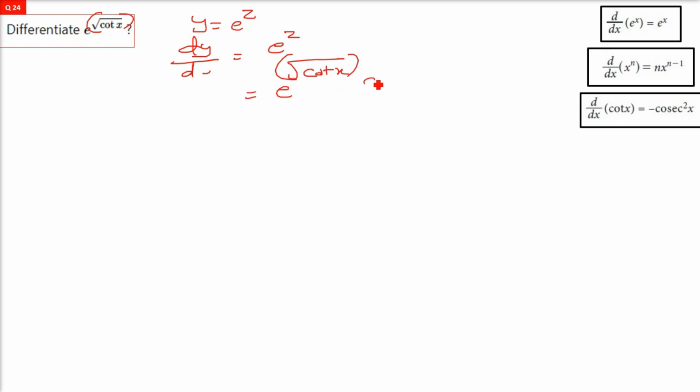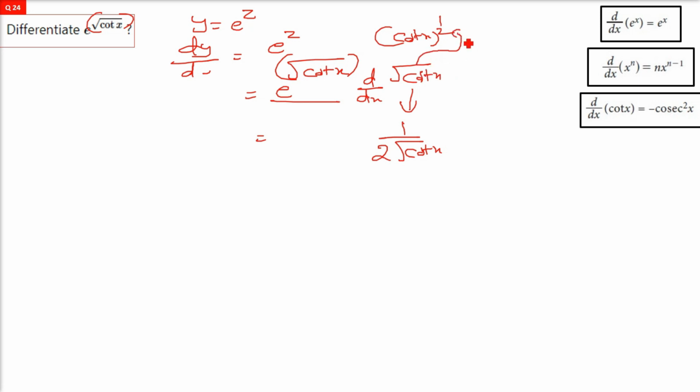So assume it to be under root of z or something. So d by dx of under root of something is 1 by 2 under root of something. It will be 1 by 2 under root cot x. This is basically cot x to the power half. When you differentiate it, it will be half into cot x to the power half minus 1, that is half into cot x to the power minus half. Minus half goes in the denominator, and that will give you twice of root cot x in the denominator.